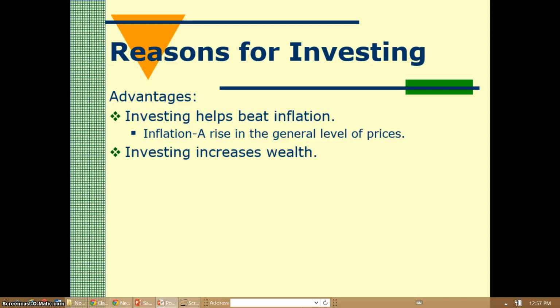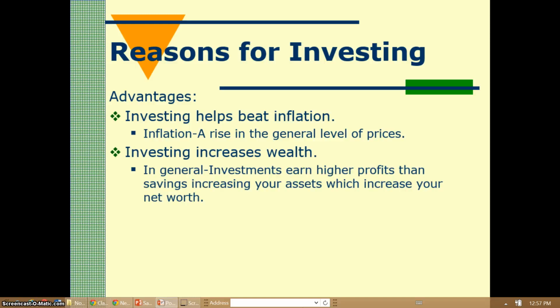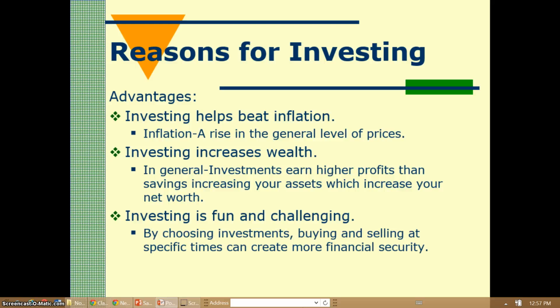Investing is going to increase your wealth because it does go down as an asset. So in general, investments earn higher profits than savings, increasing your assets, which will then increase your net worth, right? And then investing is fun and challenging when you can project and plan and inform yourself on different types of investments. It's kind of like gambling. There's an excitement of, did you get what you expected? Unfortunately, though, when you're working with money, if it's not money that you can afford to lose, it can create some pretty scary hardships. So by choosing investments, buying and selling at specific times can create more financial security.